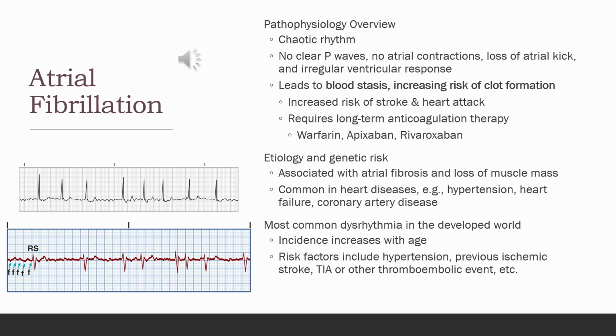When we talk about anticoagulation therapy, because AFib greatly increases that risk of stroke, we need long-term anticoagulation. We do this with medications like warfarin, which requires monitoring of the patient's INR levels. We can use direct oral anticoagulants like Eliquis, otherwise known as apixaban. That's the name you'll need to know. We also can use rivaroxaban, which is Xarelto, and we can use Pradaxa. All of these medications don't require routine INR monitoring.